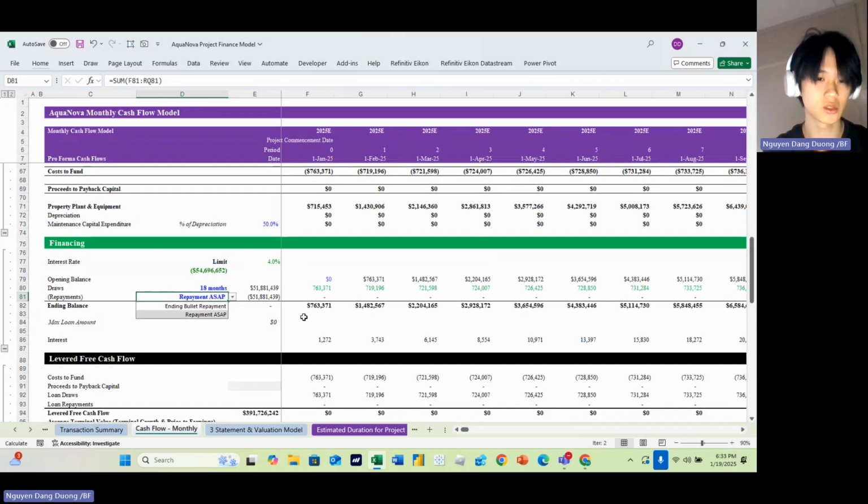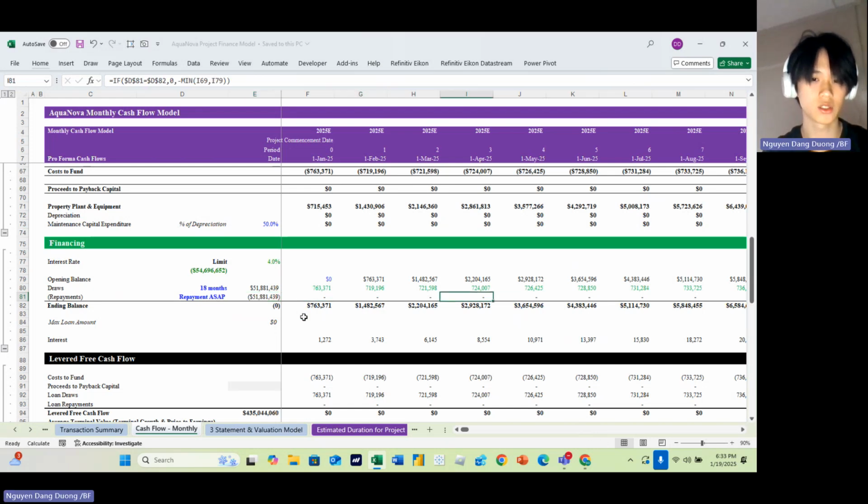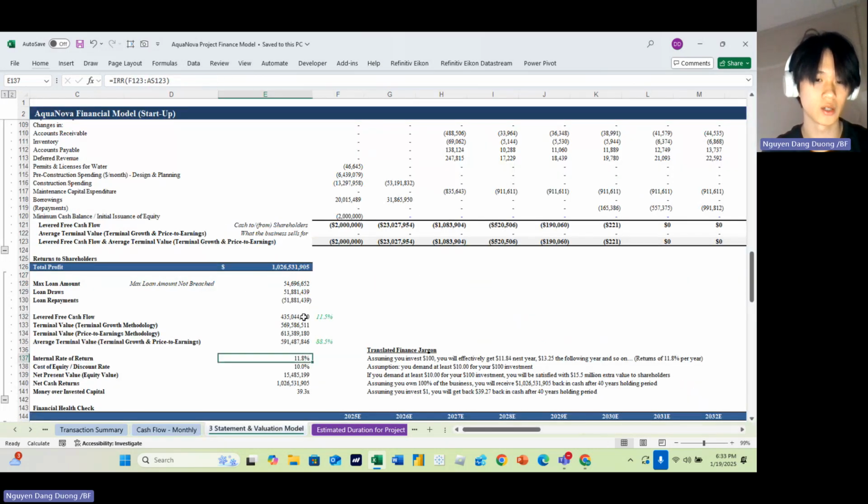We also can change this to a repayment as soon as possible. So the returns will actually go down to 11.8%, and we want to keep it that way because it's conservative, but it hinders investor returns. But at the same time, we can always assume that that will be paid back at the very end.